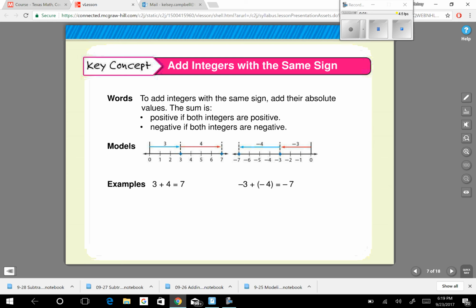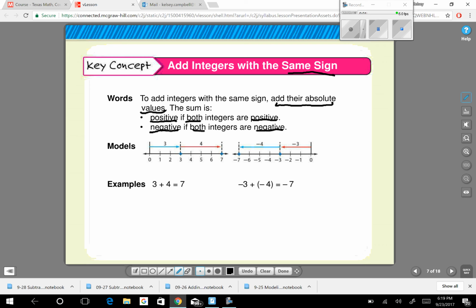So first part here, and I will let you know exactly what you need to write down. First part is adding integers with the same sign. So you're adding 2 positives or you're adding 2 negatives. To add integers with the same sign, you add their absolute value, and the sum is positive if both your integers are positive, and negative if both your integers are negative.